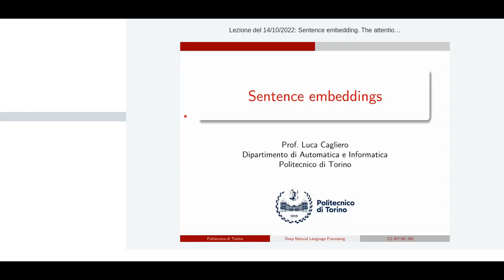So first of all, do you have any questions about the topic of the previous lecture, word level embeddings? Do you have any comments, questions? Okay. So actually, today we will proceed with the analysis of the embedding techniques. So how to embed textual content in vector representations generated by neural networks.